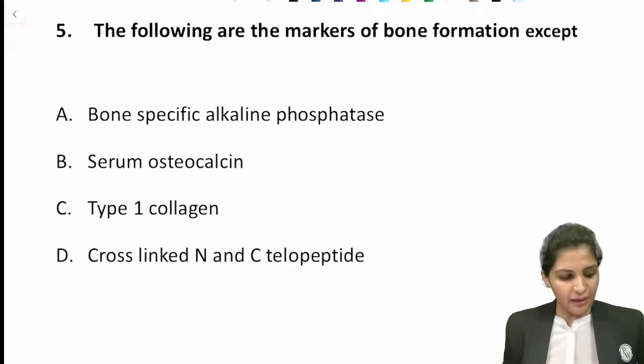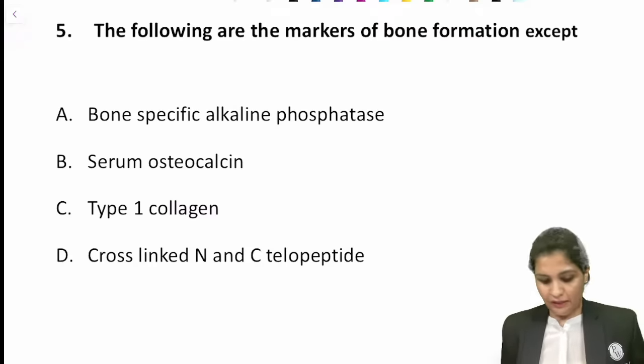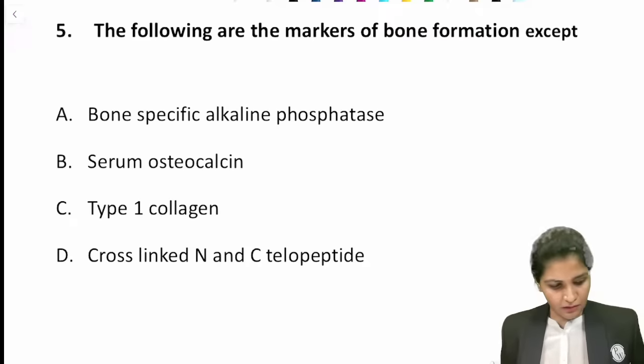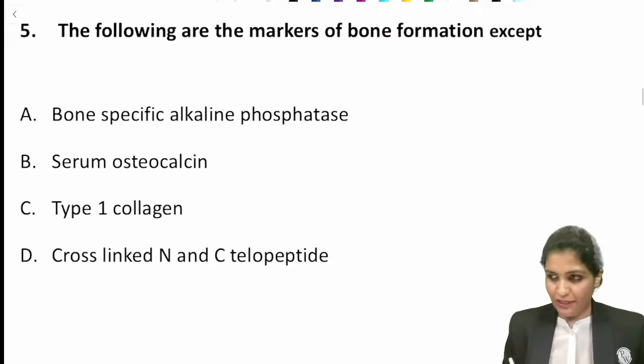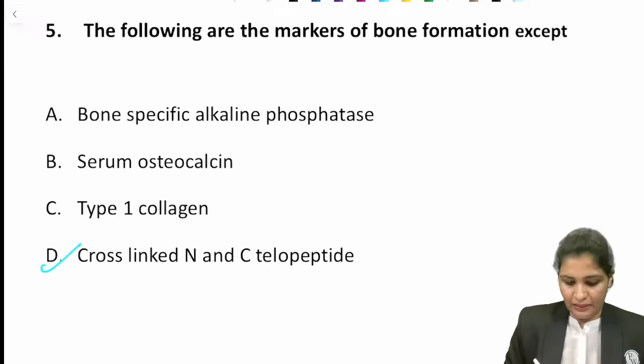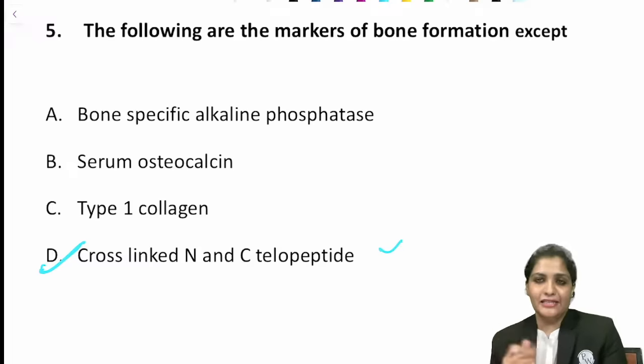So, the following are the markers of bone formation except? So, the answer would be? So, the answer is D, right? Very good. So, it is cross-linked N and C telopeptide.